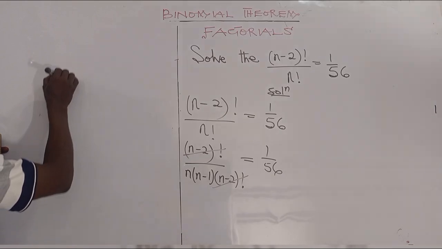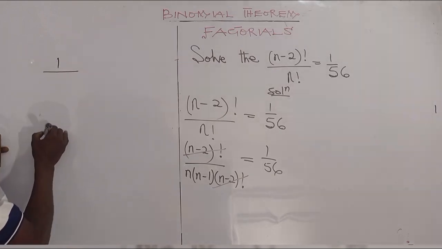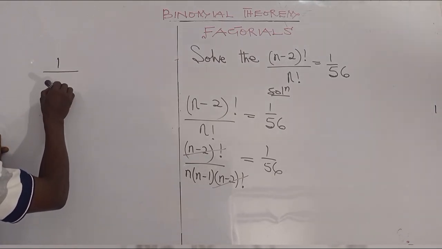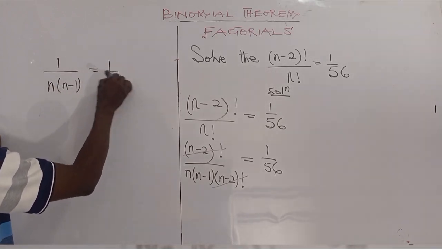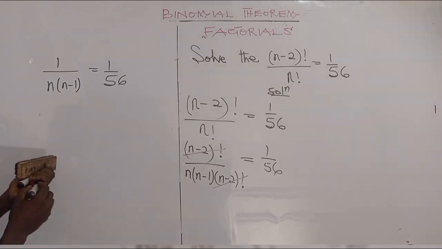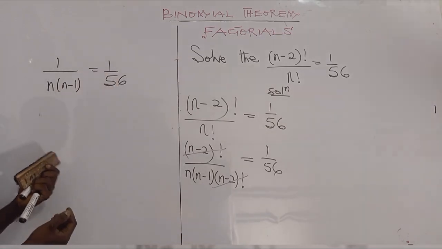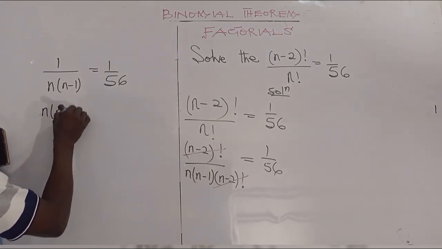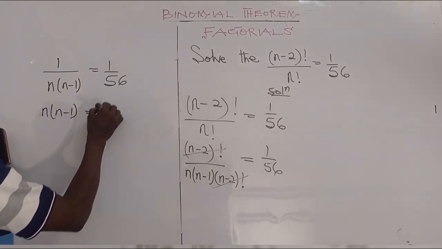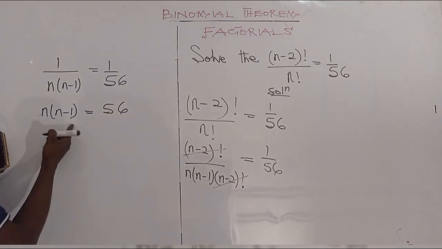So we are left with 1 all over what? n minus 1 is equal to 1 over what? 56. So from this, we can do our cross multiplication. So we are going to have n minus 1, which is equal to what? 56. Let's expand the brackets.